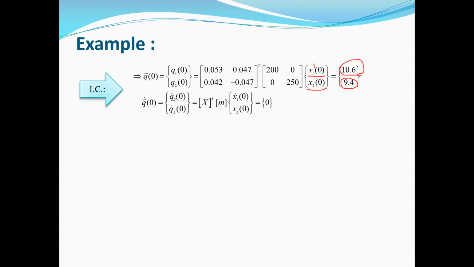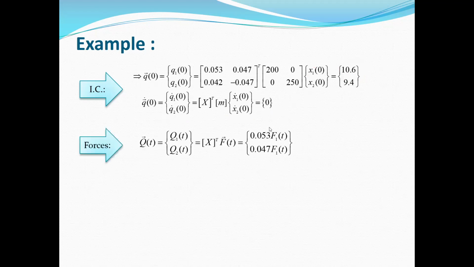And for the velocity, again we can substitute. Because the initial velocity for x1 dot and x2 dot is 0, we can conclude that the initial velocity for q is again 0, because both components are 0. So x transpose multiplied by m multiplied by 0 is equal to 0.